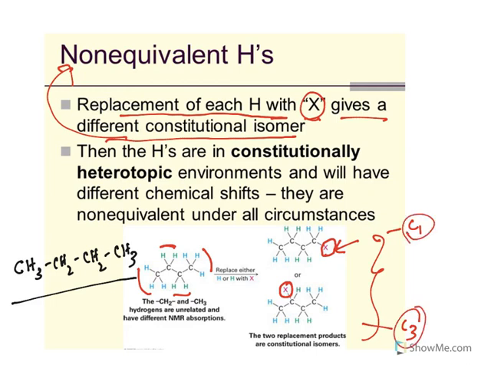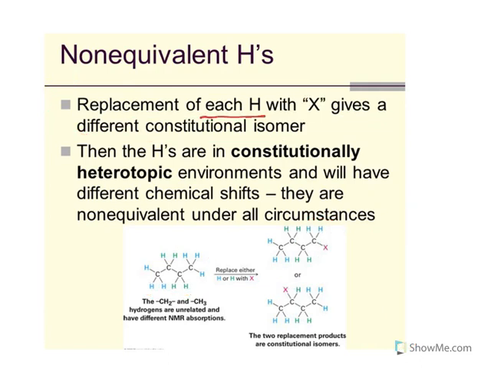Whereas if you substitute this one with X, you will get a similar kind of thing because all the 3 are equivalent. So to understand how it is non-equivalent, you need to replace one of the hydrogens with X and check both of them. See, if the 2 replacement products are constitutional isomers, they are 2 different constitutional isomers, they are not equivalent. They will give 2 different signals.